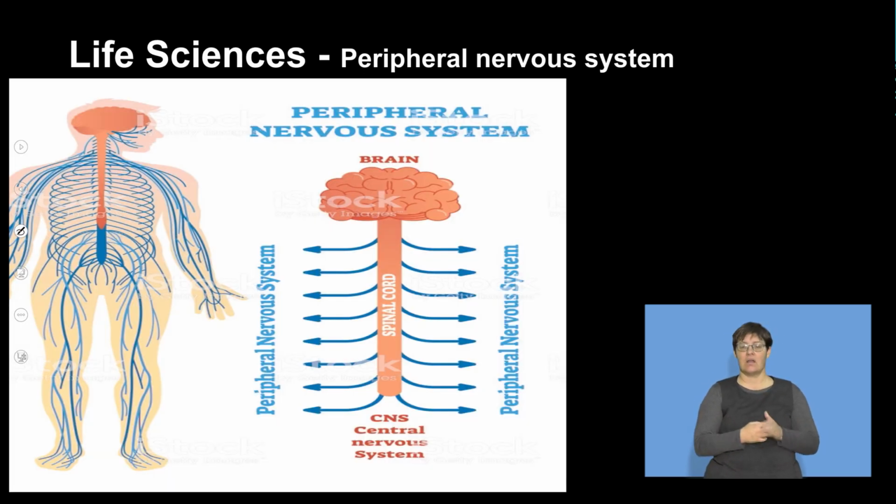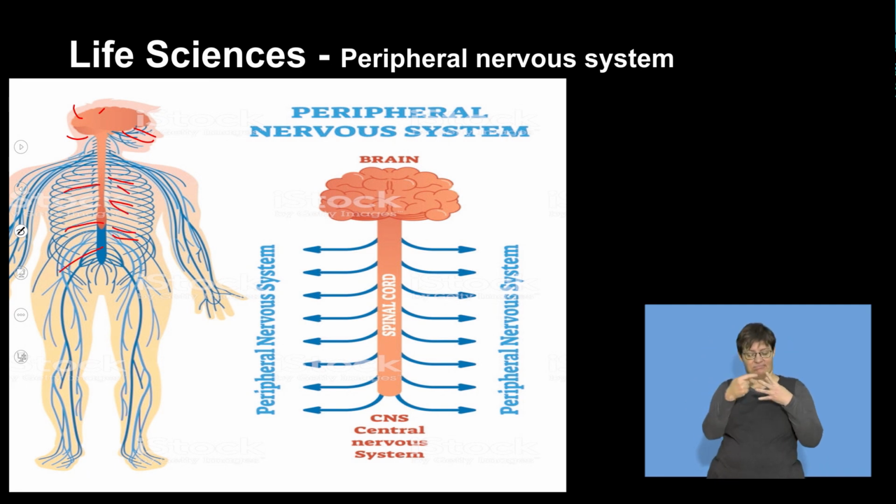The diagram here shows you the peripheral nervous system. Remember we said we are talking about the nerves around the brain and the spinal cord. So this diagram just shows you the nerves that we are talking about when we are talking about the peripheral nervous system.